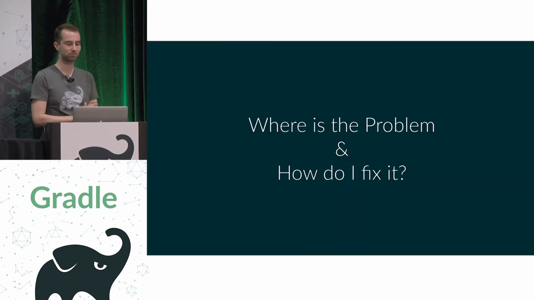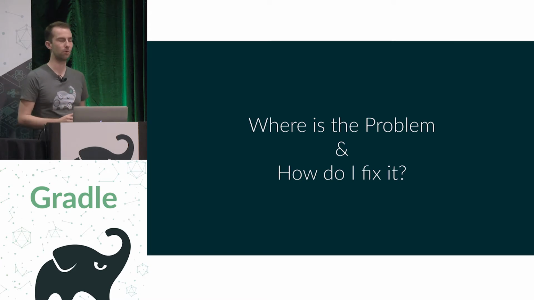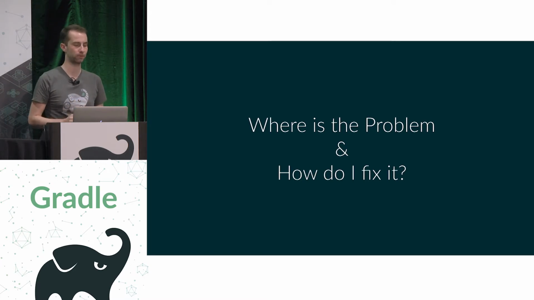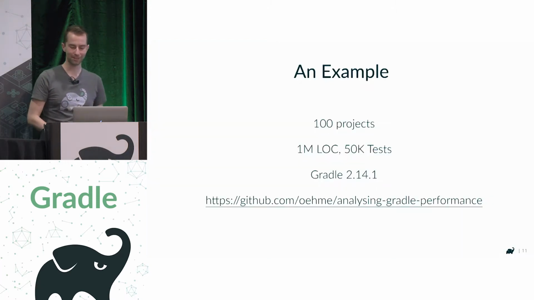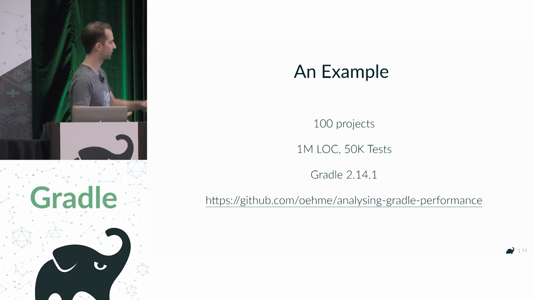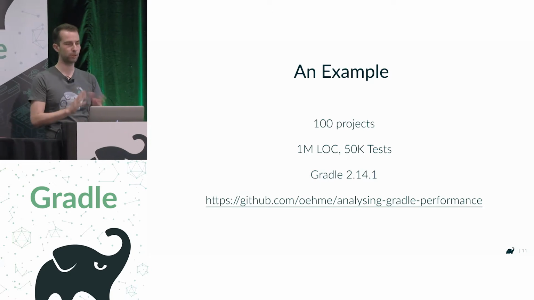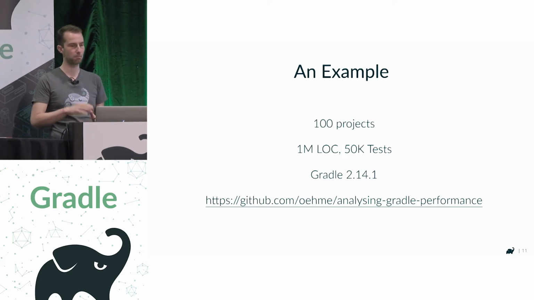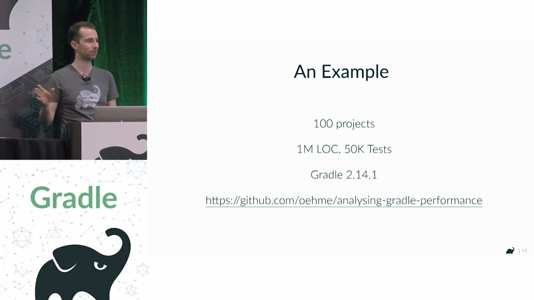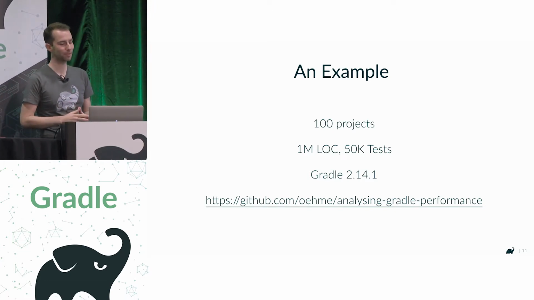All right, so you found that there is a problem. You know, people are struggling with this task, or incremental assemble is taking too long. Now, how do you know where that problem is coming from and how to fix it? So in order to showcase that, I created this example project that's on GitHub called Analyzing Gradle Performance on my GitHub account. It has 100 subprojects. Most of them are empty, actually. They're just there to exaggerate some problems that this build is having.